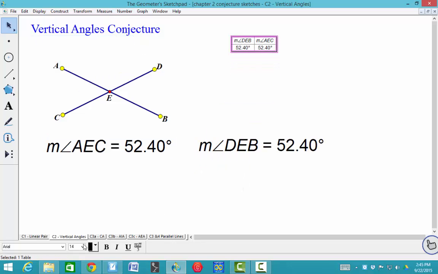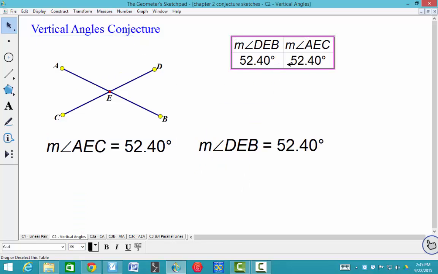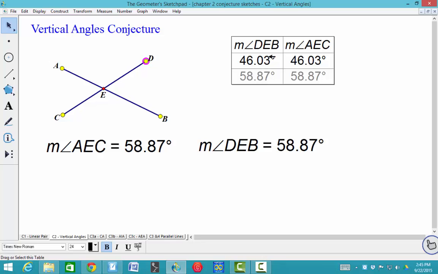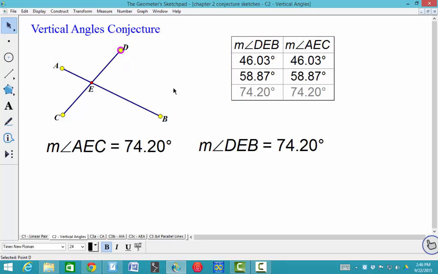So here's my table. I'm going to make that a little bit bigger. And I'm going to move my angles so they're both at 46. Slide this over. They're both at 58. And then one more time, both at 74. And there you have it.